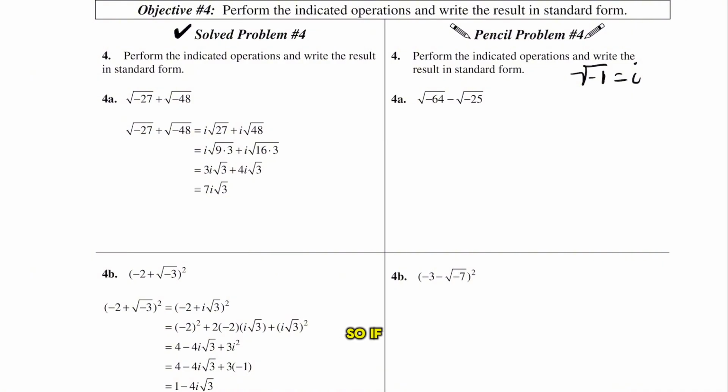So if you have something that doesn't have a perfect square root, as you see here on the left, then you have to break it up into something that can be taken a square root of, and then you may have something remaining underneath the radical. So over here, it's not that bad because it's perfect. So the square root of negative 64 is 8i, and then you subtract the square root of negative 25, which is 5i. So you end up with 3i.